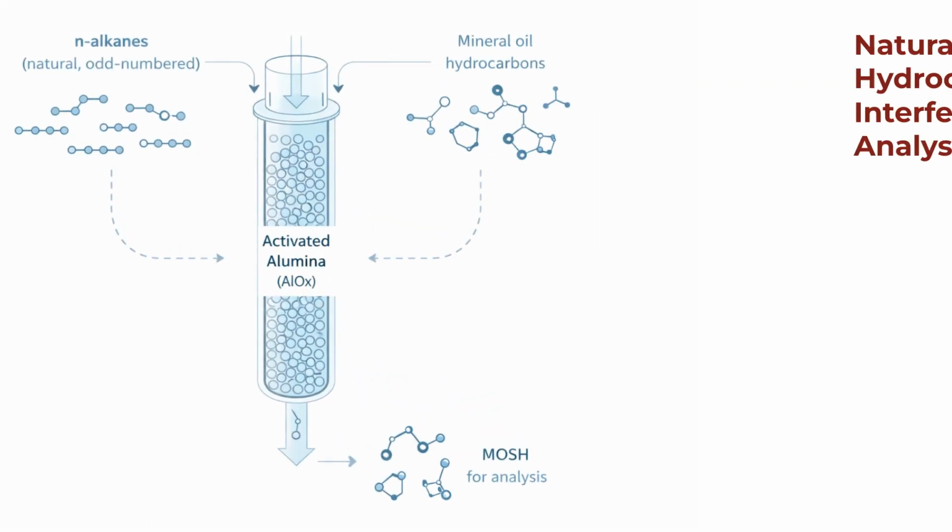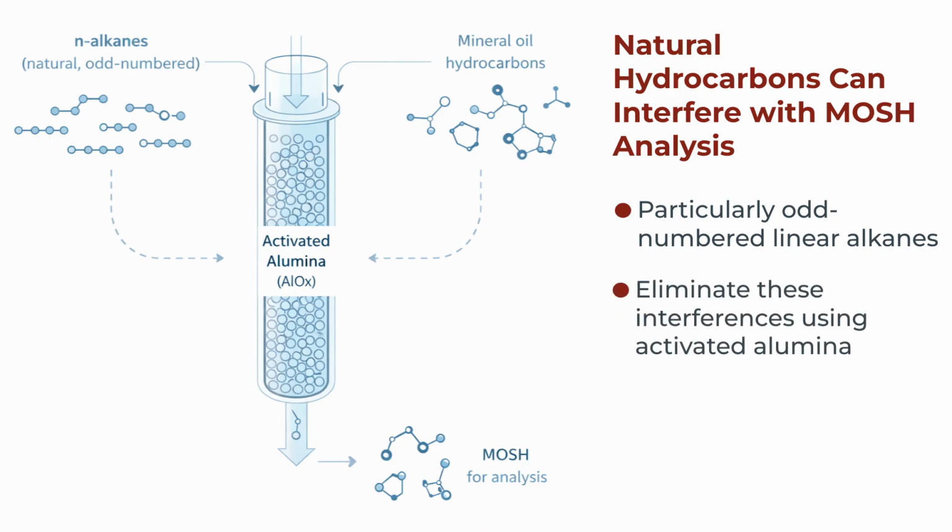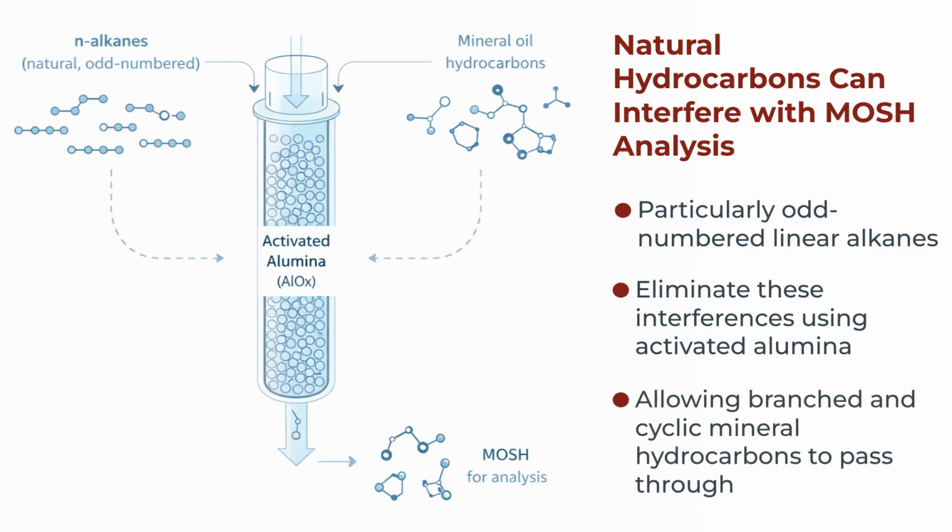Some natural hydrocarbons can interfere with MOSH analysis, particularly odd-numbered linear alkanes found in vegetable oils like sunflower oil or rapeseed oil. We eliminate these interferences using activated alumina, which traps natural n-alkanes while allowing branched and cyclic mineral hydrocarbons to pass through.